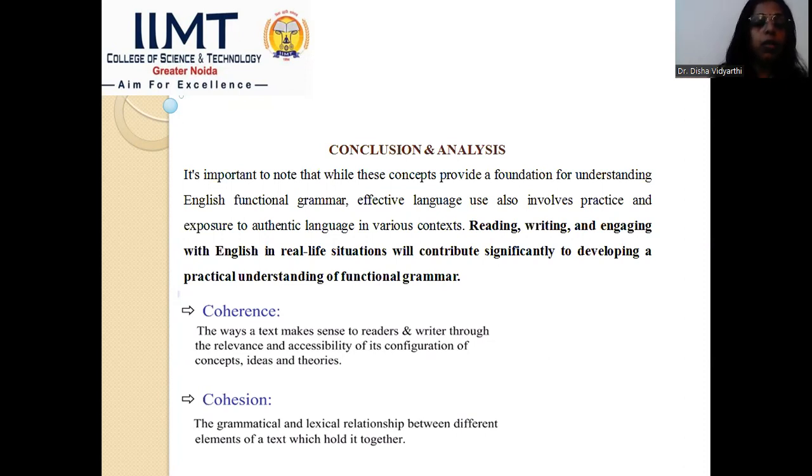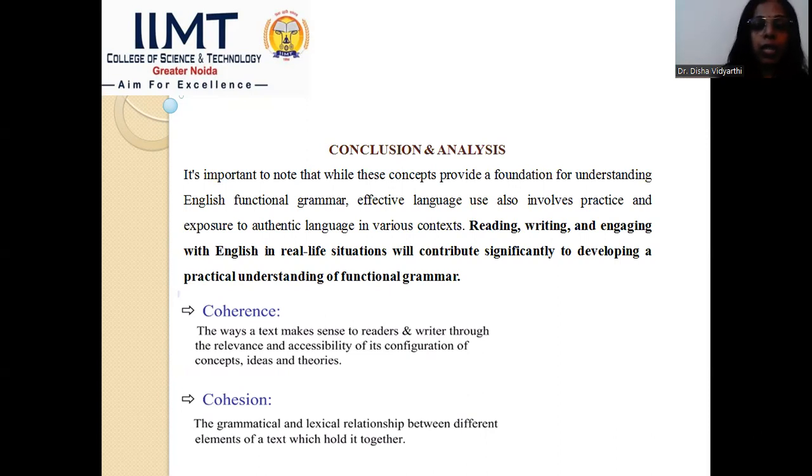Now, see what is coherent. The ways a text makes sense to readers and writers through the relevance and accessibility of its configuration of concepts, ideas, and theory. It means it is like a chain. You have to link each and every thought process, each and every idea which you want to express. There has to be a link. It is like a chain. If the chain is broken, the whole strength is gone.